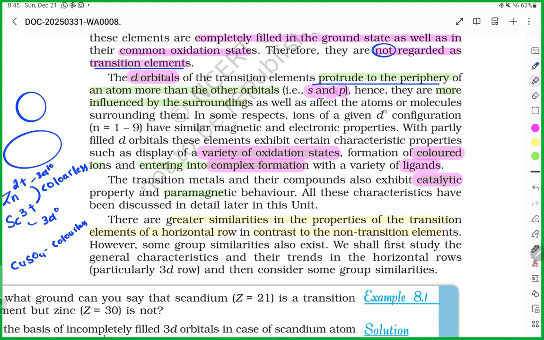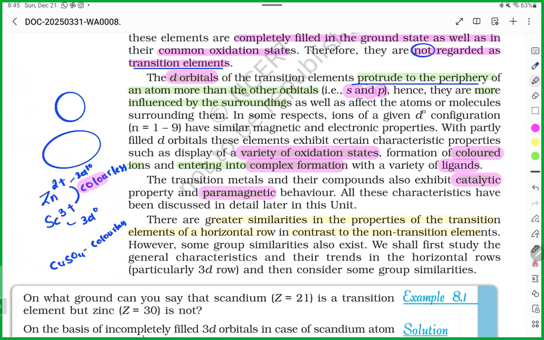Okay, catalytic. Why does it act as a catalyst? Because of variable oxidation state. And many have paramagnetic behavior. Why? Incomplete d orbital. Example: whatever is colorless will usually be diamagnetic. Zinc is diamagnetic. Scandium is diamagnetic. Why? Electrons are paired. Understood?